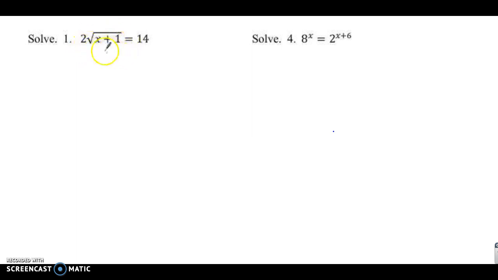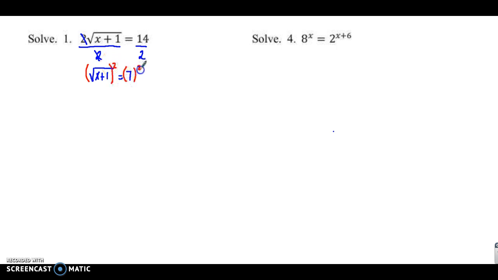Starting with number 1, we're solving and we have a radical equation. So we need to get the x by itself, which means first we need to get the radical by itself. So we're going to divide both sides by 2. When we divide both sides by 2, these cancel, leaving us with the square root of x plus 1 equals 7. Now to get rid of our square root, we're going to square both sides.